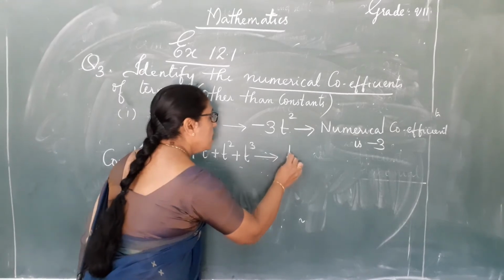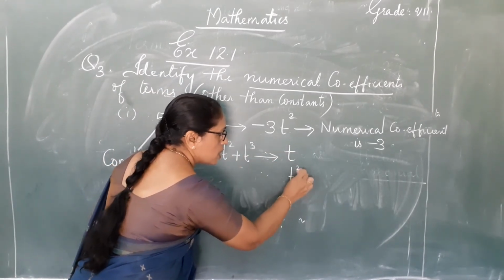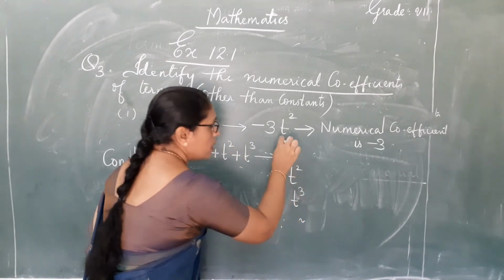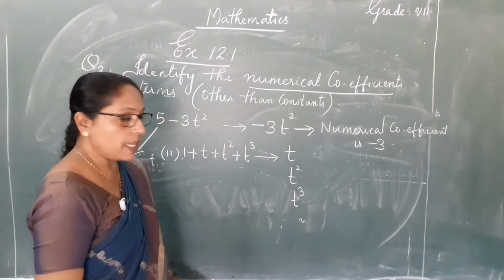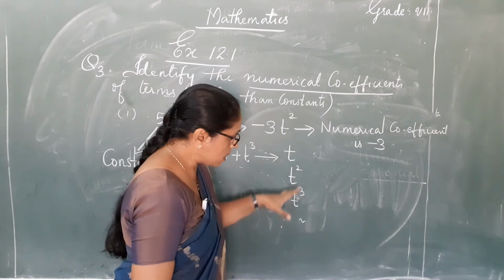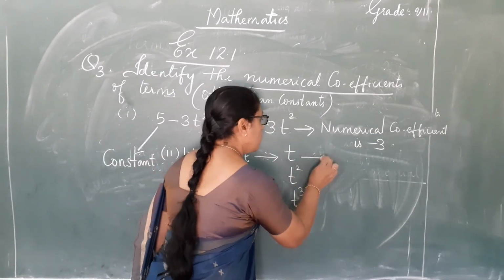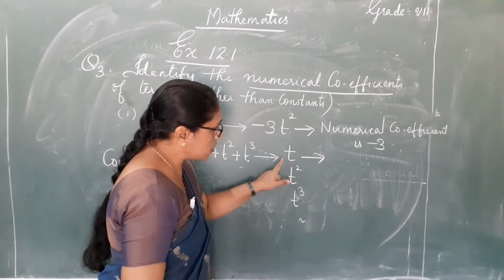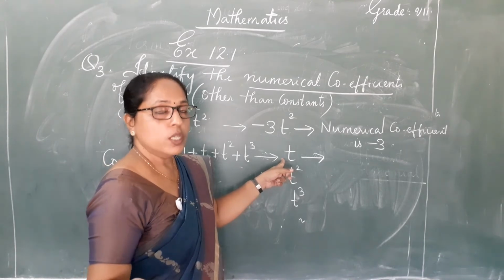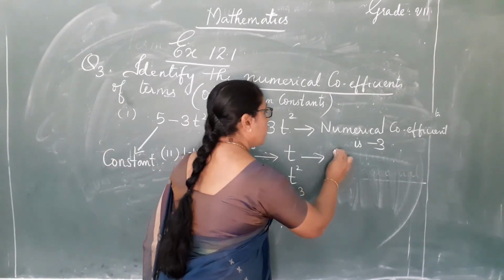So the other terms are t, another one t square, and the third one t cube. These are the three terms having the variable t. In these terms, you have to say what the numerical coefficient is. In this term, along with t, can you see any number? No. So when there is no number present, the numerical coefficient is 1.